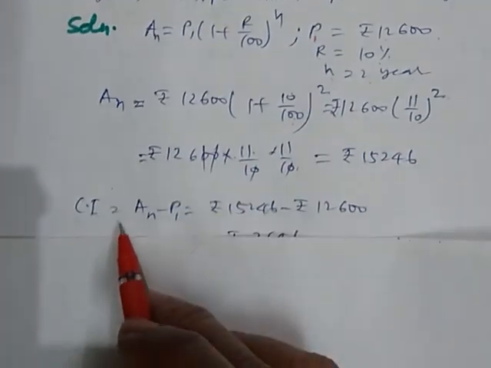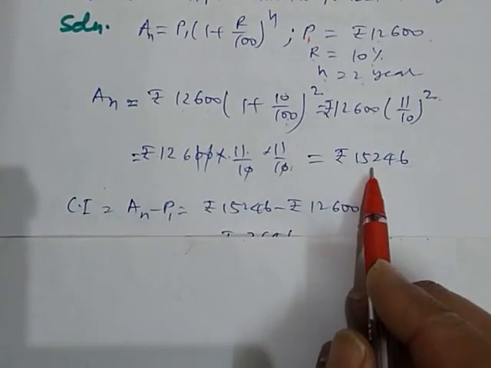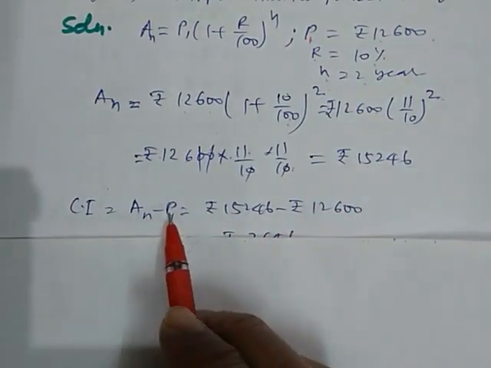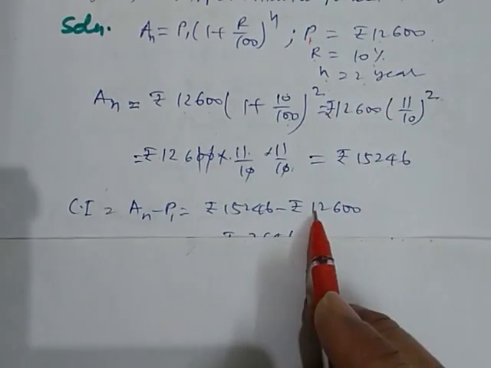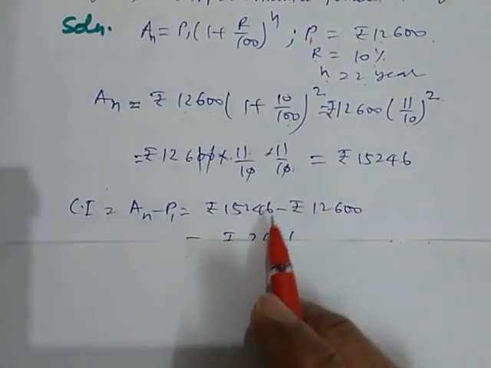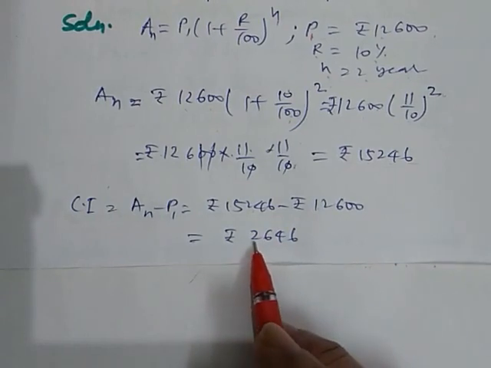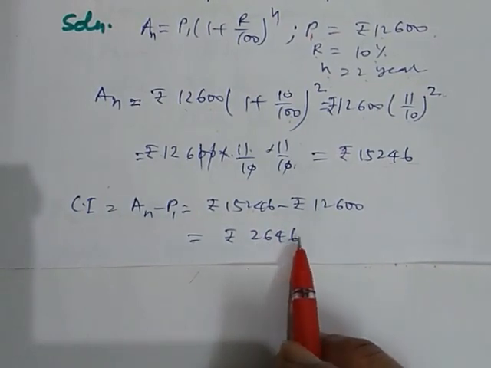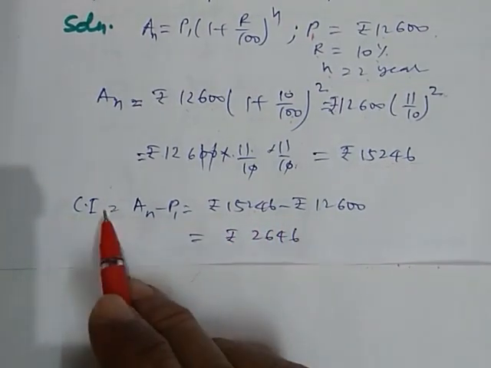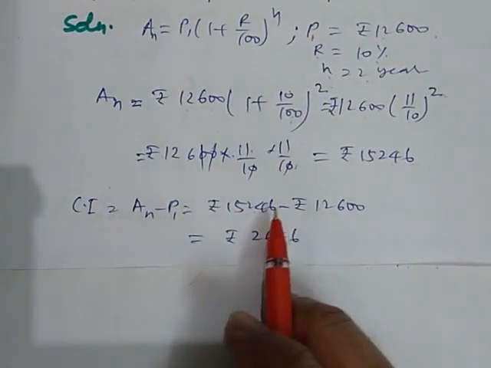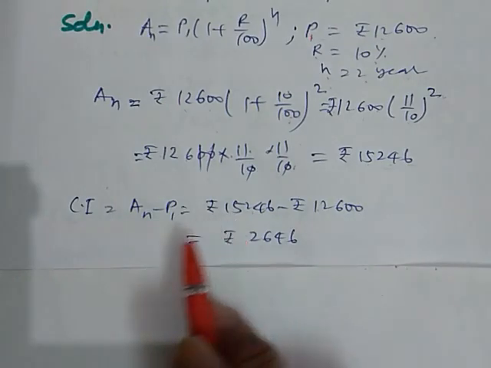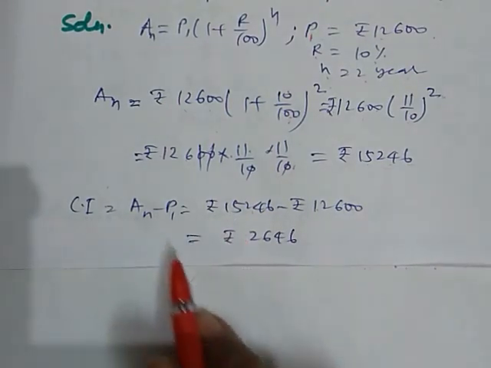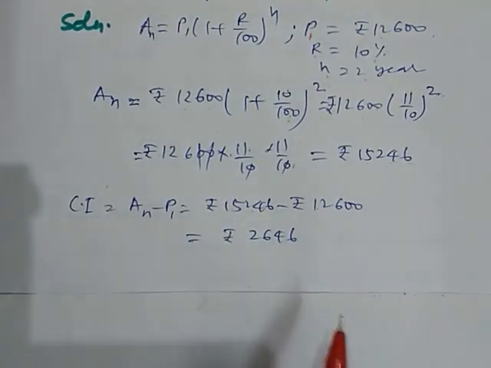Now the compound interest: this is the amount and we have to subtract the principal. The principal is 12,600. So we subtract 12,600 from this. We get rupees 2,646. This is the amount of compound interest. So this way we can directly find the compound interest for any number of years.